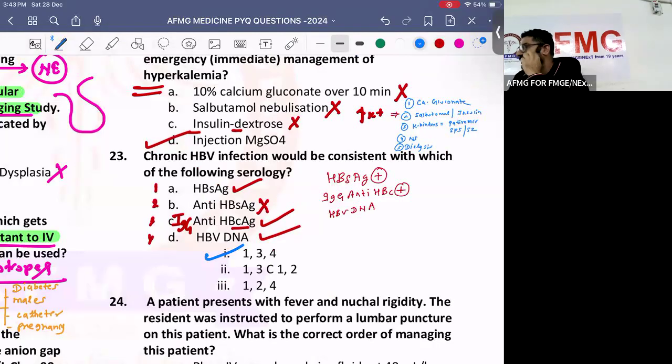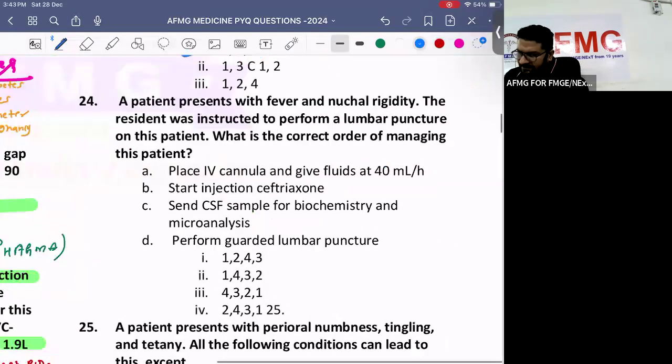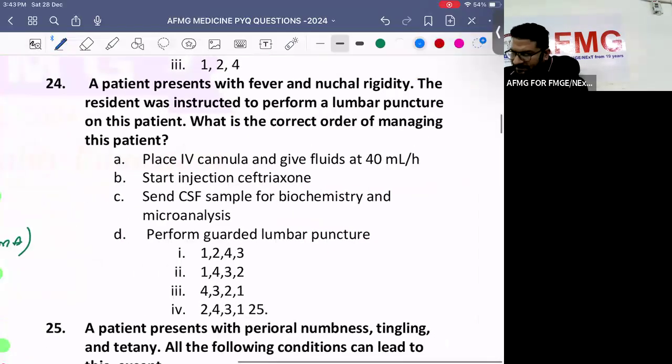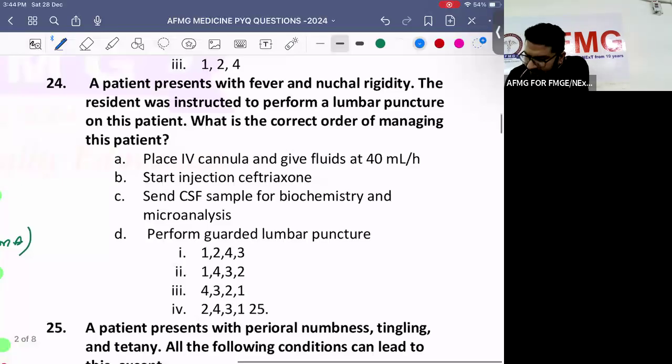तो हेपेटाइटिस से एक क्वेश्चन आता है बार बार फ्रॉम दिस मार्कर, वेरी इंपॉर्टेंट. ओके, मूविंग टू नेक्स्ट. पेशेंट प्रेजेंट विथ फीवर एंड न्यूकल रिजिडिटी. फीवर है, न्यूकल रिजिडिटी. Resident was instructed to perform a lumbar puncture. What is correct order of managing the patient? तो उसको अगेन 1, 2, 3, 4 कर लो.